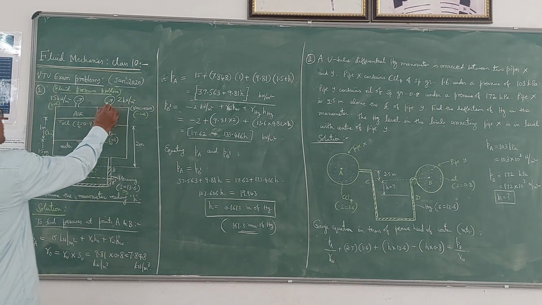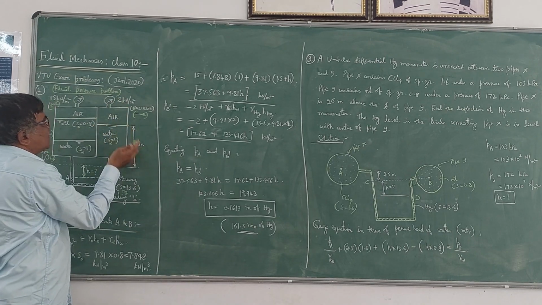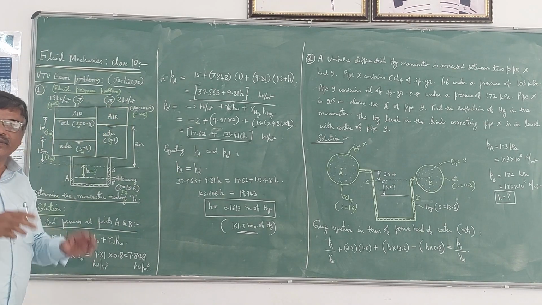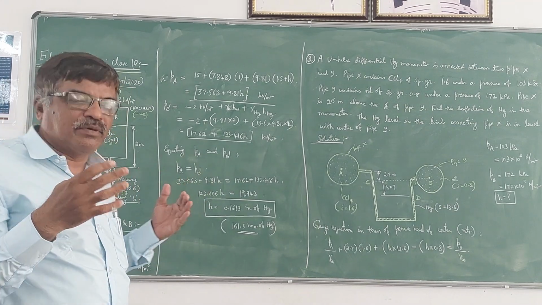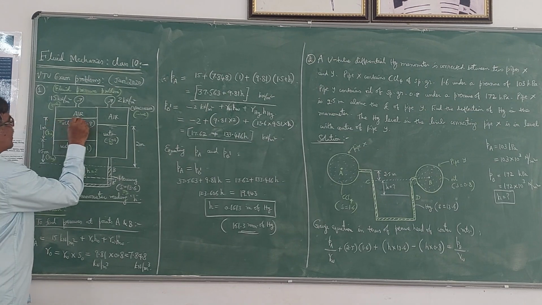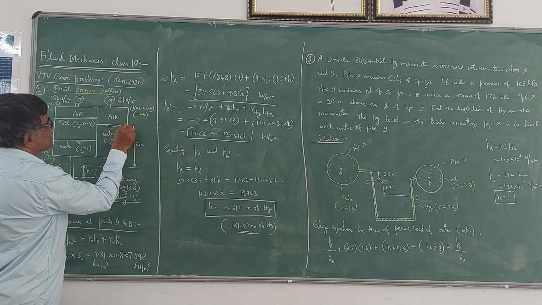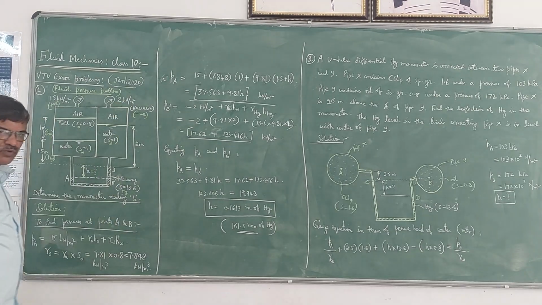Similarly here, whatever pressure is there, the same pressure exists here, because the pressure exerted by the air present can be neglected. That means the pressure at this level in this container is 15 kN per meter square. The pressure at this level in the second container is minus 2 kN per meter square.